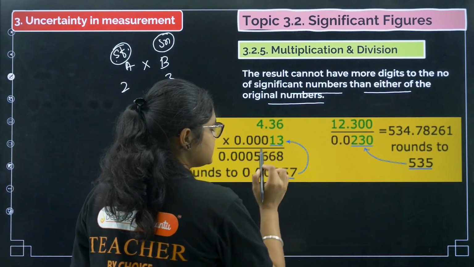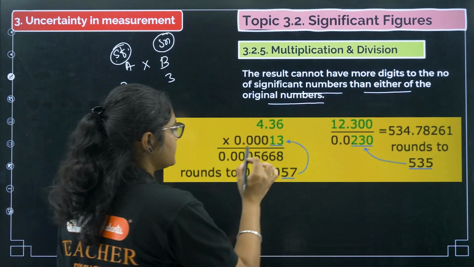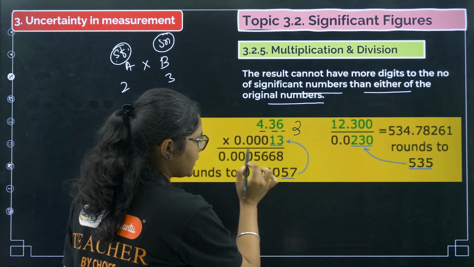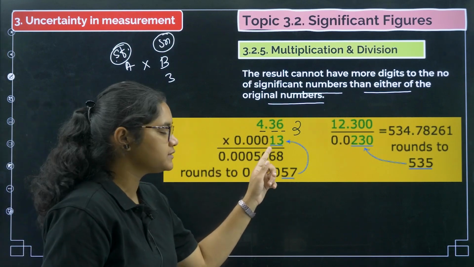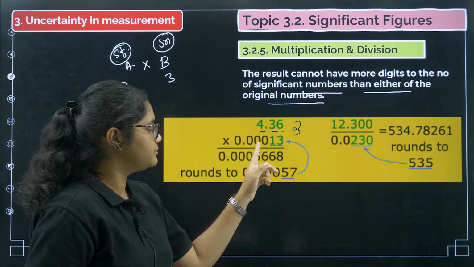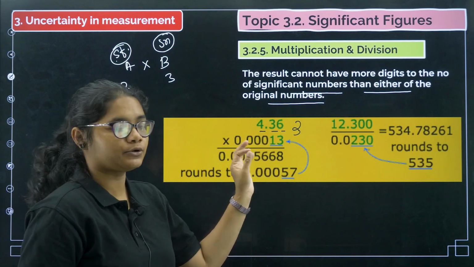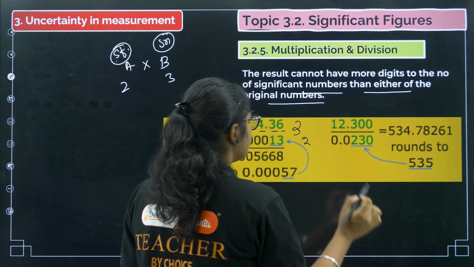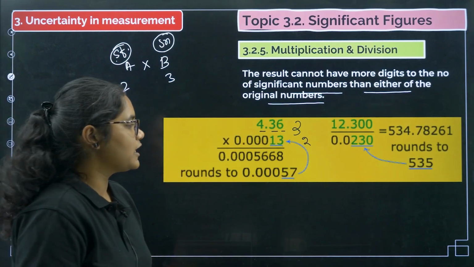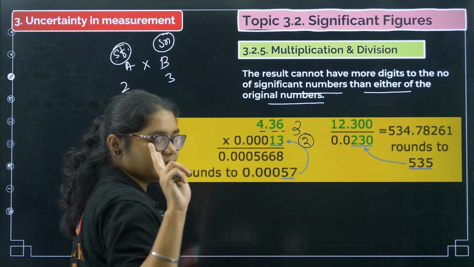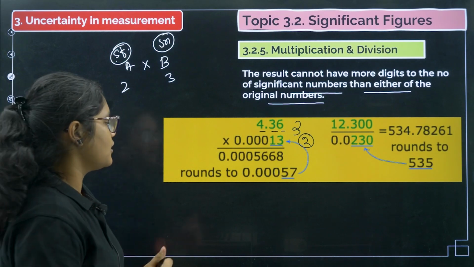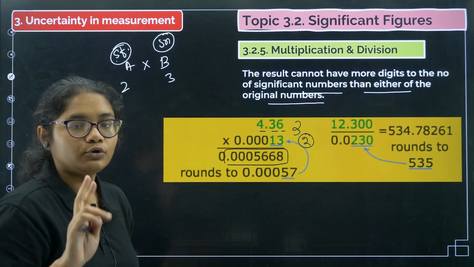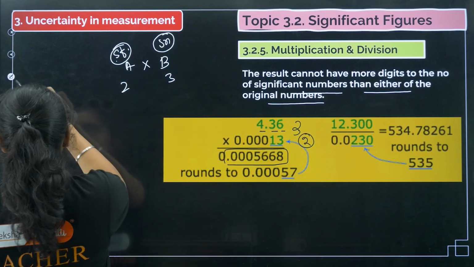If you see in this first example, 4.36, what is the number of significant figures? 3, right? We have 3 significant numbers here. And according to the rule that we have seen, these zeros before the first non-zero number are counted as non-significant. So that will not be counted, and I have 2 significant figures here, right? So the final answer should also have only 2 significant figures. This answer has so many numbers, but it should have only 2 significant figures.